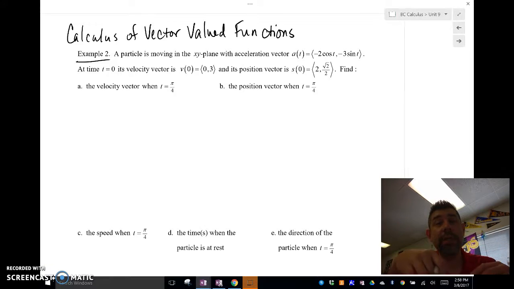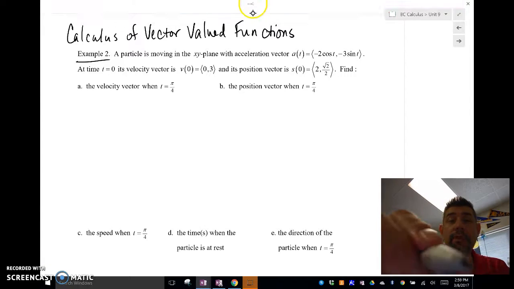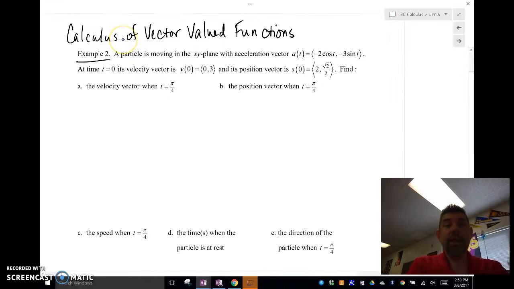So we've got example 2 here. I'd like to do example 2 for you and then call it a day. A particle is moving in the xy plane with an acceleration vector of -2 cosine t, -3 sine t. At time equals 0, its velocity vector is 0, 3, and its position vector is 2, root 2 over 2.